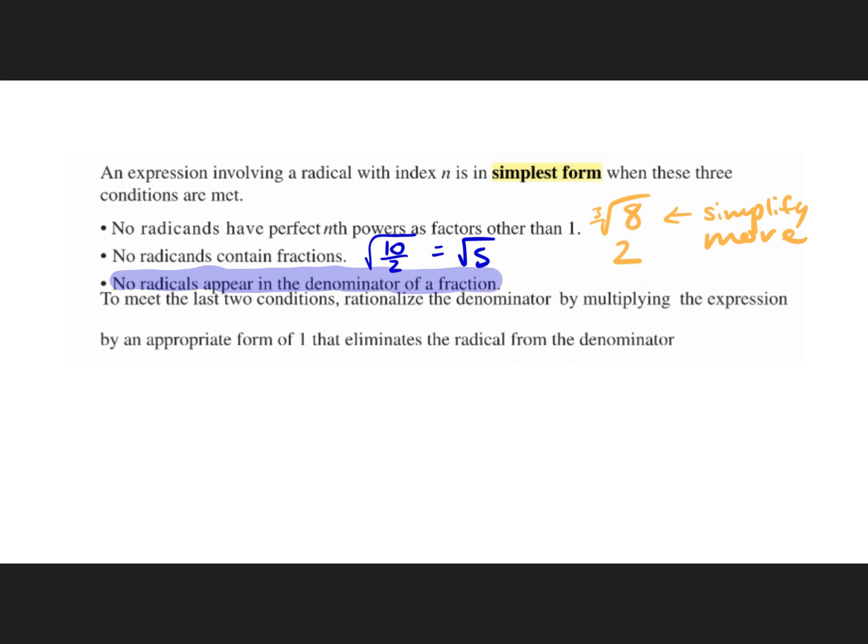To meet the last 2 conditions, we have to rationalize the denominator by multiplying the expression by an appropriate form of 1 that eliminates the radical from the denominator. So we rationalized in the past when we did the pre-chapter stuff. So we're bringing it back. So we're going to be rationalizing to get rid of the square root from our denominator. So rationalizing gets rid of the radical in the denominator.